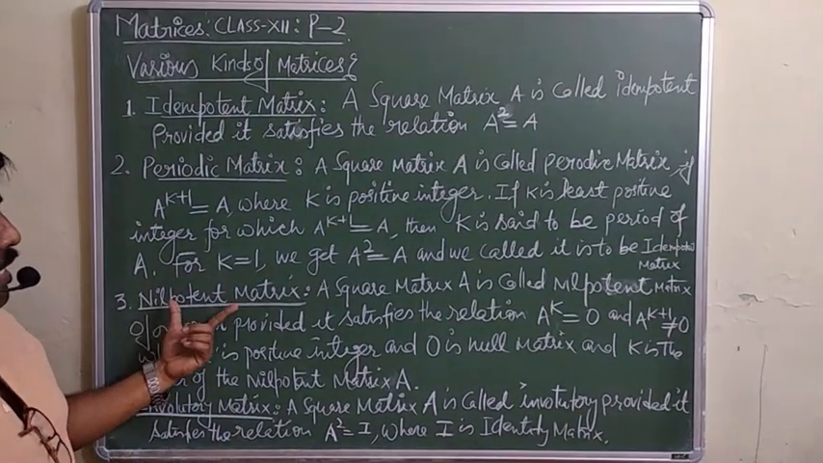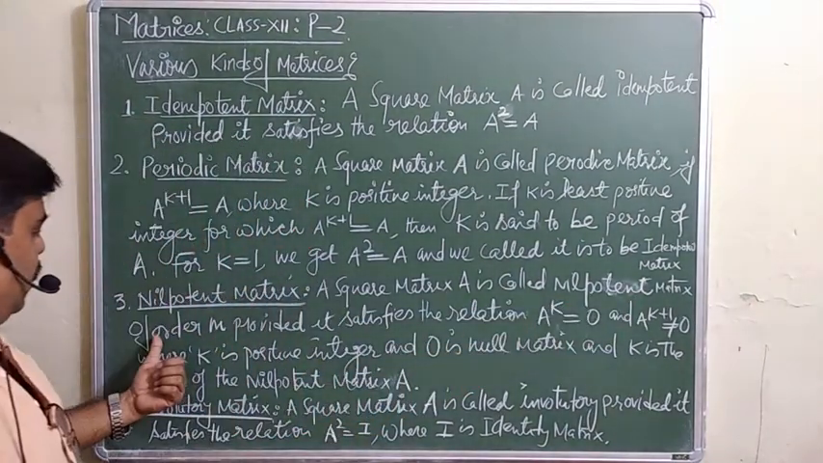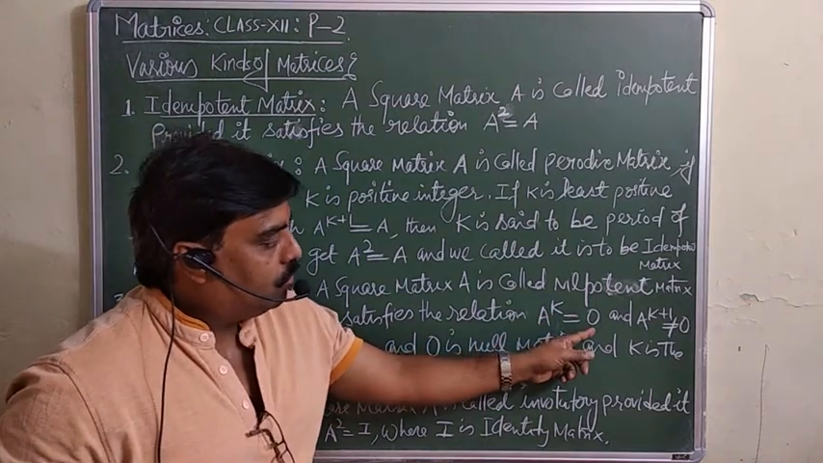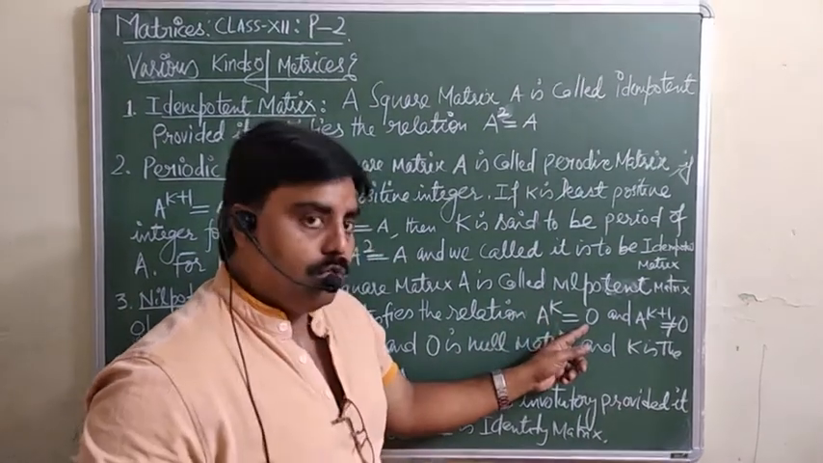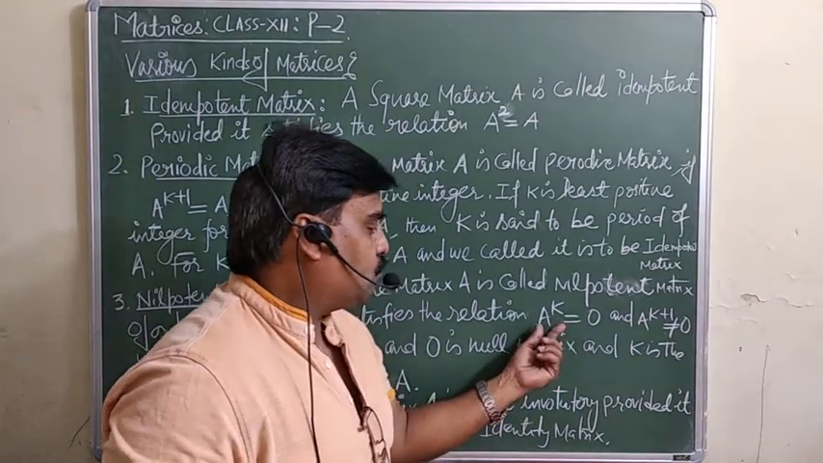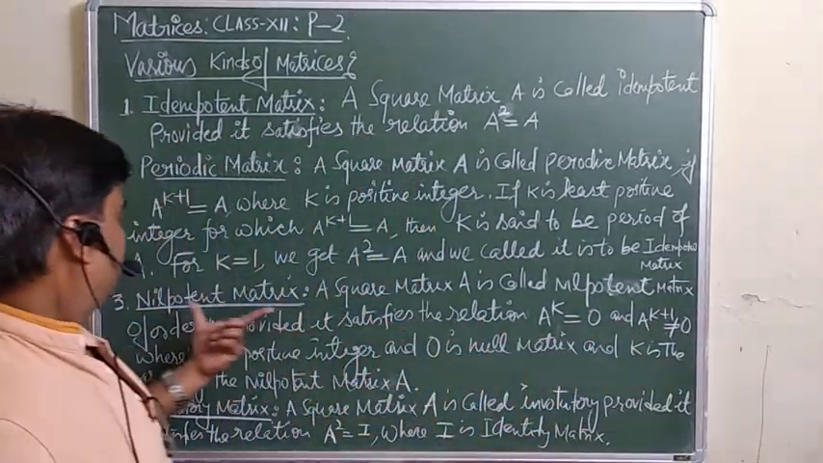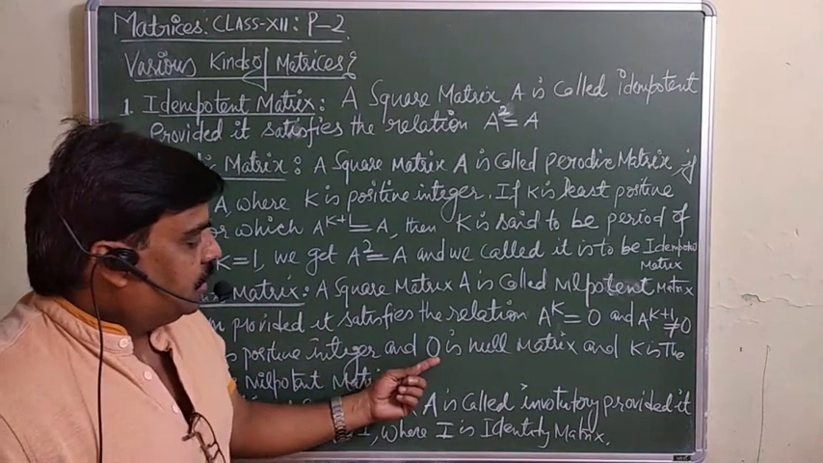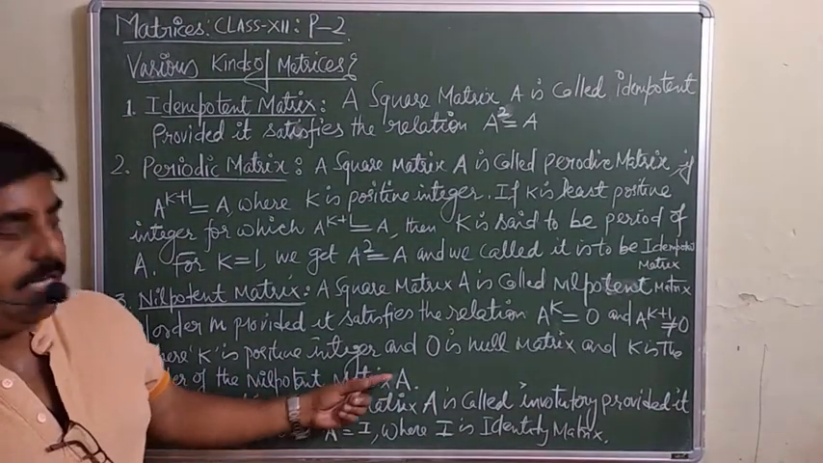Similarly, the nilpotent matrix. A square matrix A is called a nilpotent matrix of order k, provided it satisfies the relation A raised to power k is equal to 0 and A raised to power k minus 1 is not equal to 0. If A raised to power k becomes the null matrix, for example, suppose A square is equal to the null matrix, and A raised to power 3 is not equal to the null matrix, then that is known as a nilpotent matrix. Here k is a positive integer, 0 is the null matrix, and k is the order of the nilpotent matrix A.